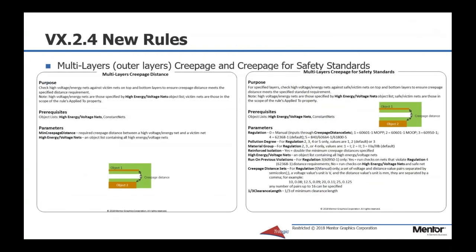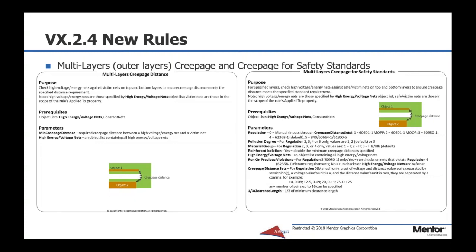Here is the setup window for the new multi-layer rules for creepage and clearance. In the VX.2.3 release, we had a 2D creepage rule, which has now been renamed the same layer creepage rule because the rule was just an object-to-object check on the same layer. Now with this multi-layer or outer layer creepage rule, we have the ability to view the top and bottom layers of the board and have more extensive coverage when automating these creepage checks.